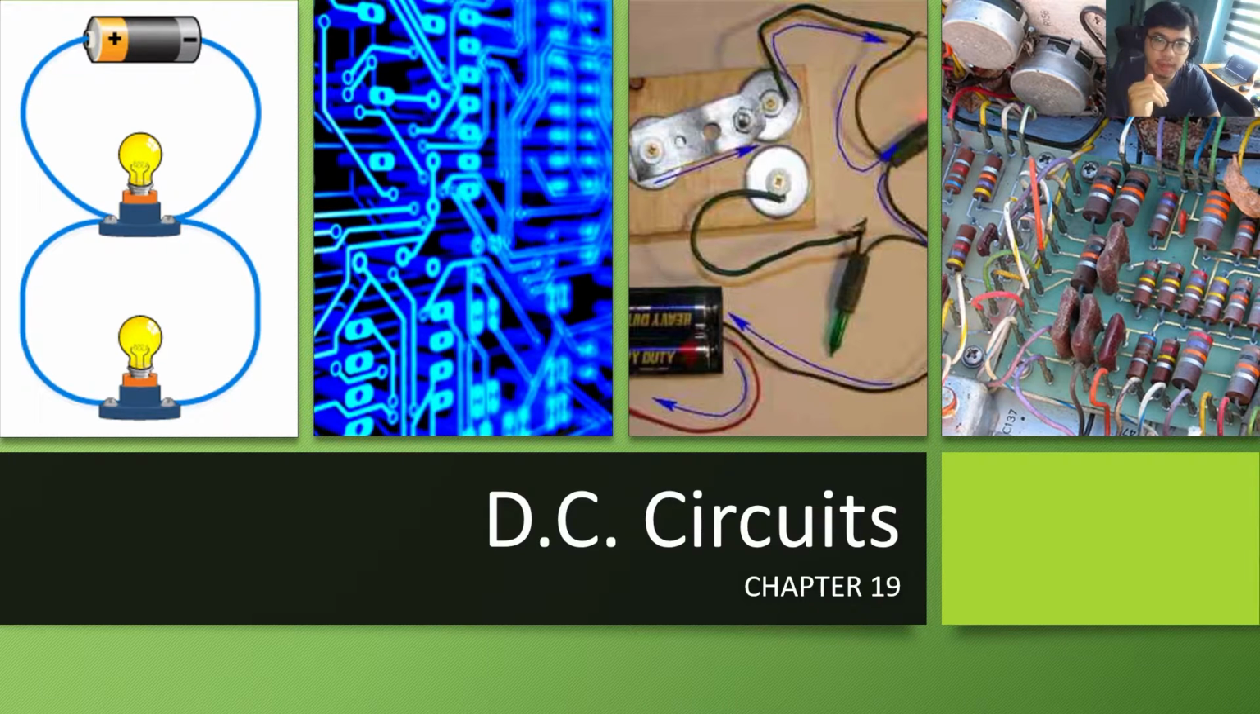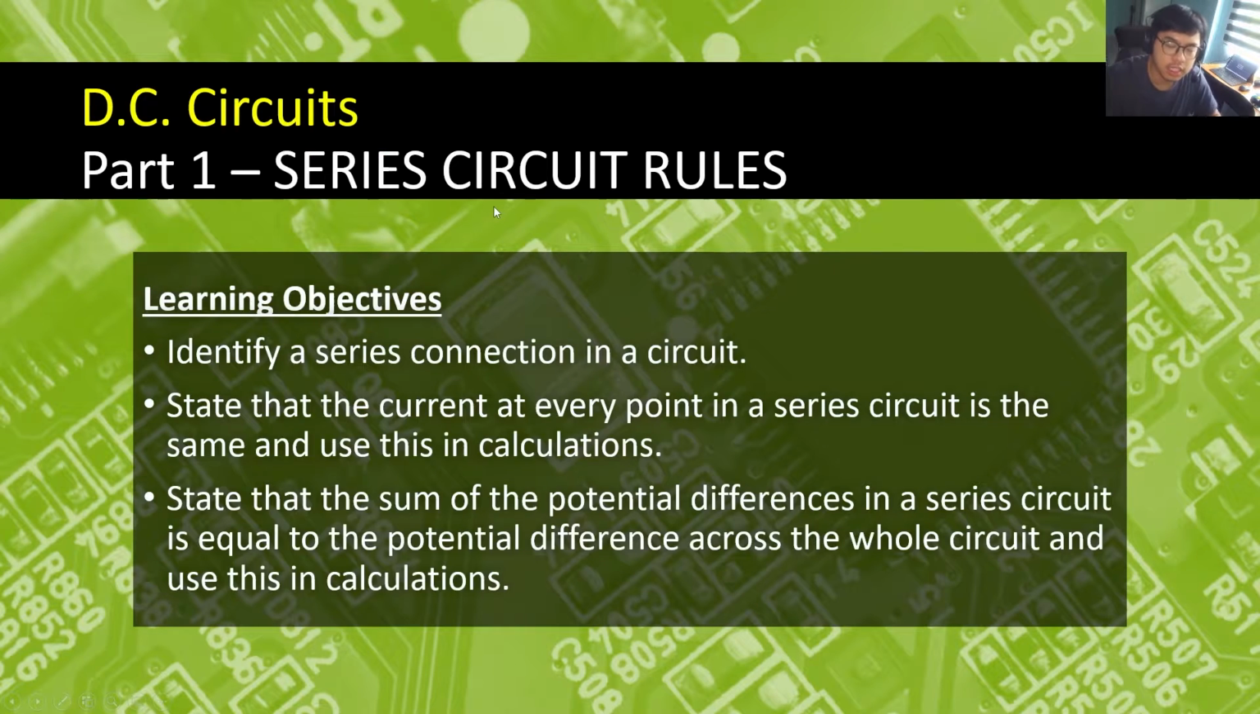So in the previous chapter, you already learned about the electrical quantities. These are current, voltage, potential difference, electromotive force, and resistance. If you do not know what those mean, you can go back to the previous video lessons and go through those videos again. This chapter will be divided into 6 to 8 parts depending on how fast we want to go through this chapter.